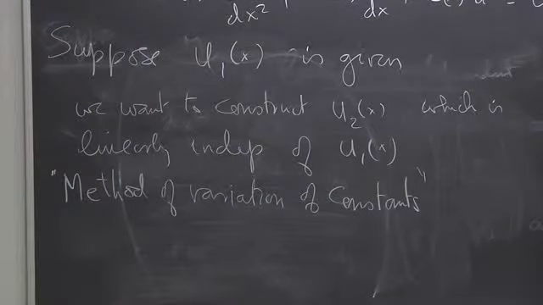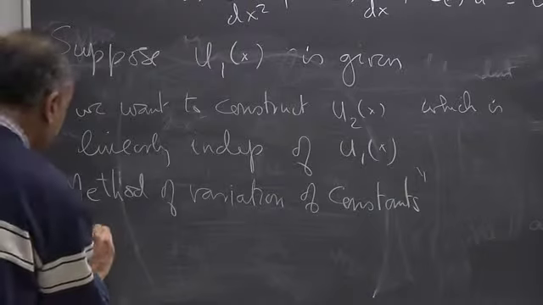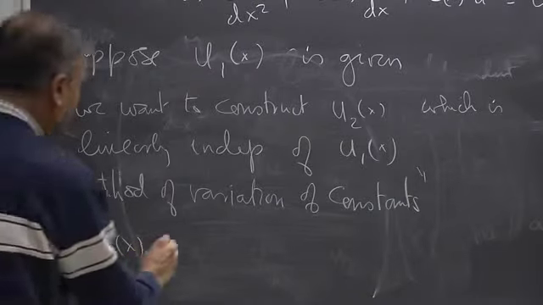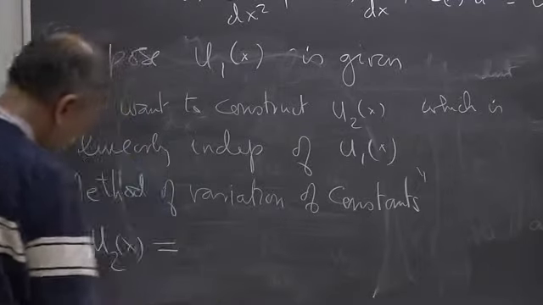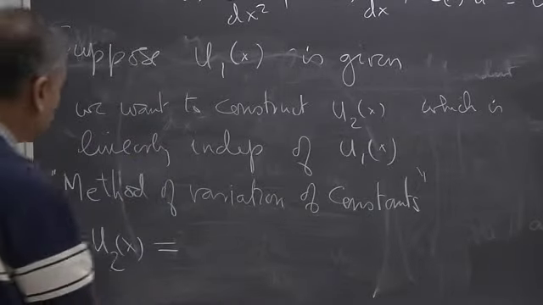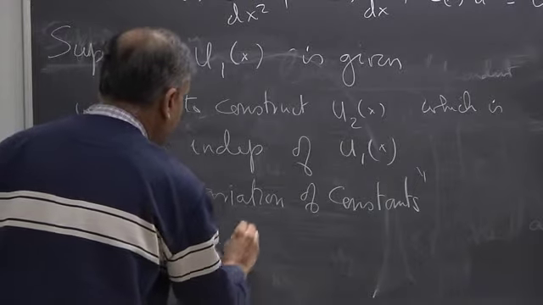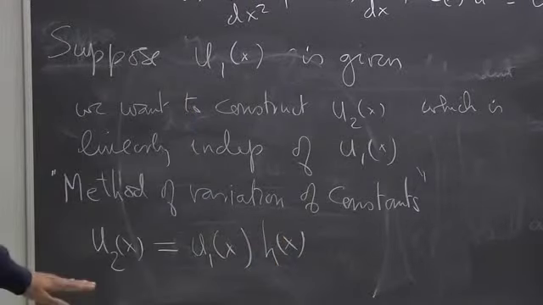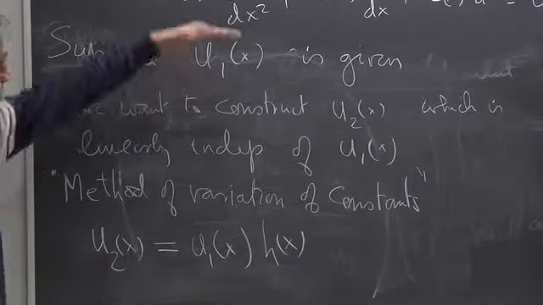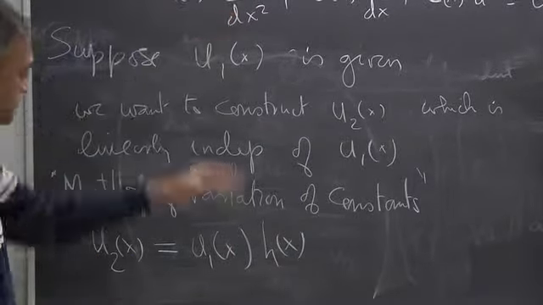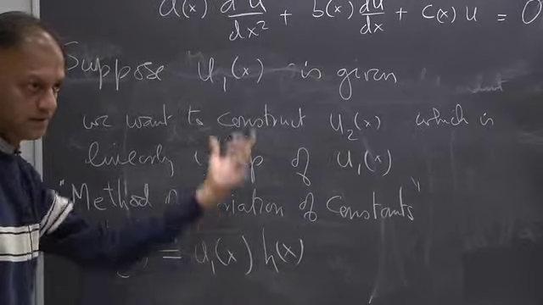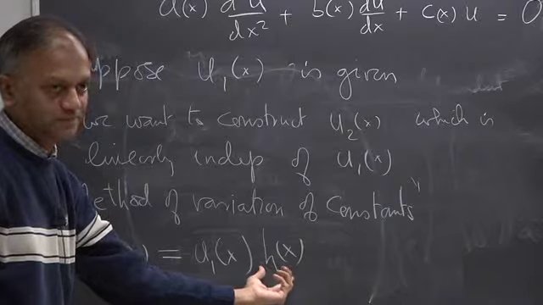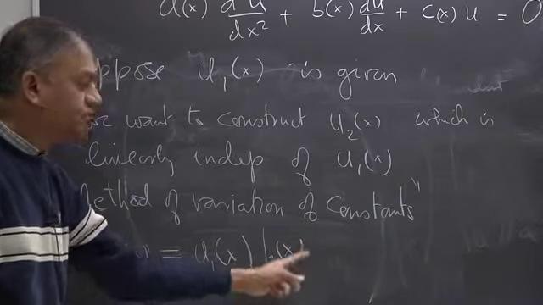Okay. So the idea is the following. Let us try to make an ansatz, to write an ansatz for u2. Let's call u2 equal to, let me use the same symbol, u1 of x times h of x. Okay. So this is an ansatz. We'll plug that in here. Use the fact that u1 is already a solution of that equation. Then we will be able to get an equation for h. And it will turn out the equation for h will be first order.